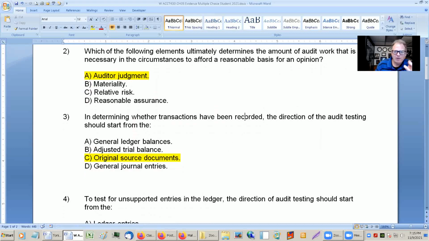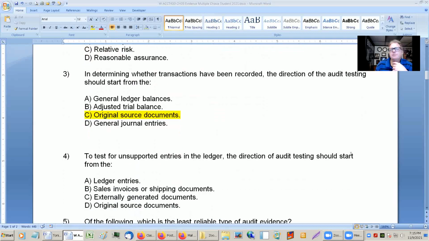And you can't go the other way. If you go from the stuff that's already recorded, you might find all the documents, but it doesn't mean that there aren't documents that aren't matched up with the recorded amounts. Okay.